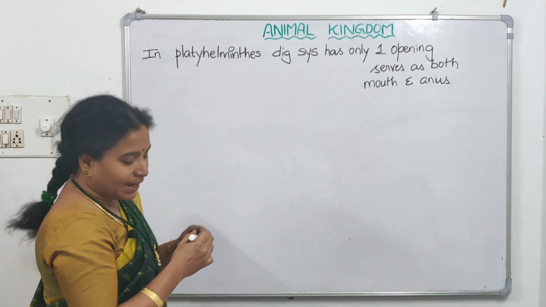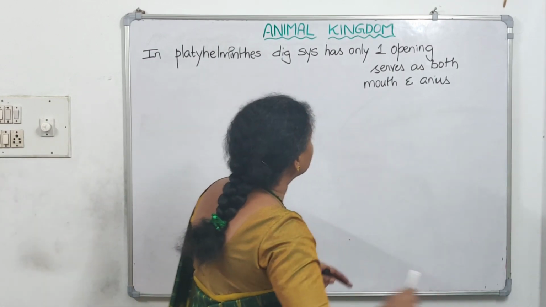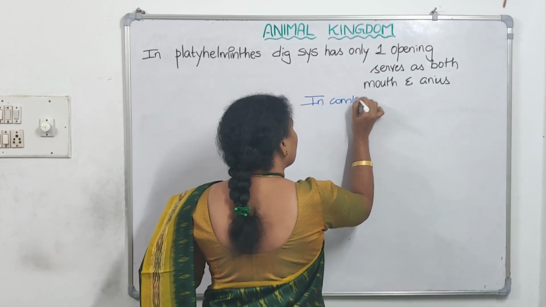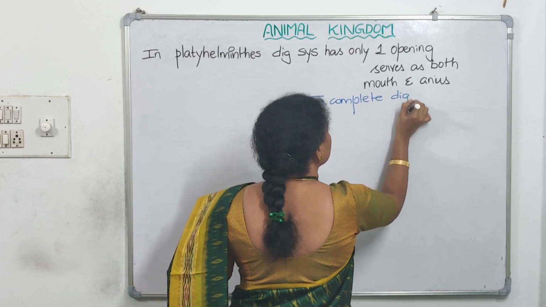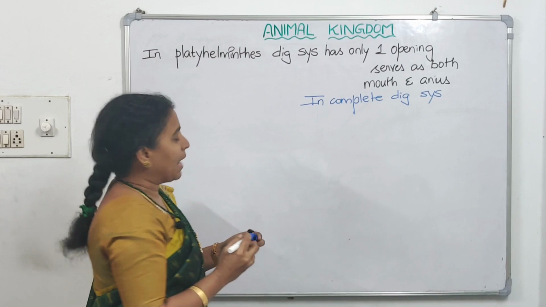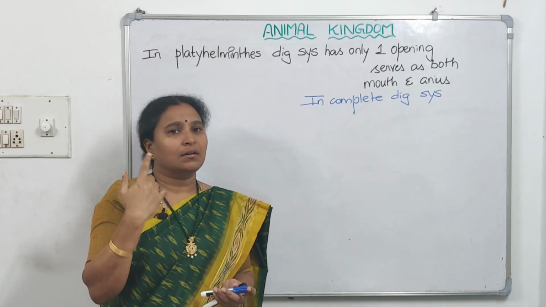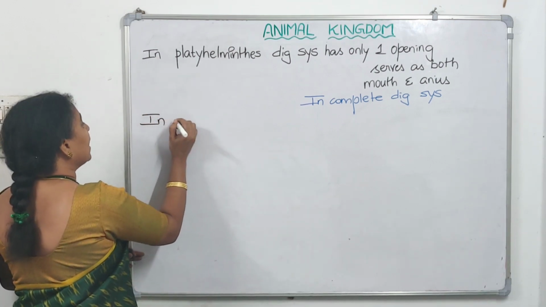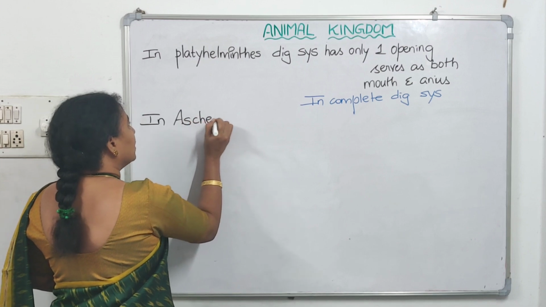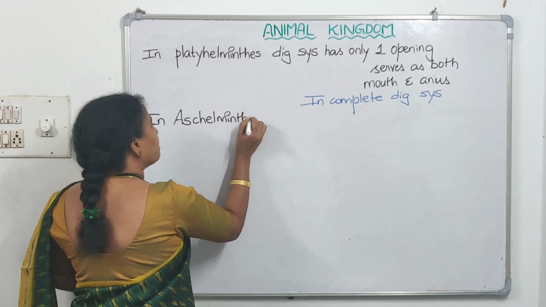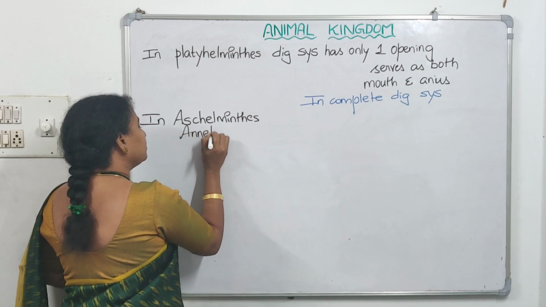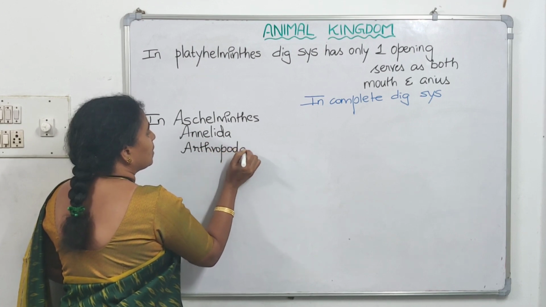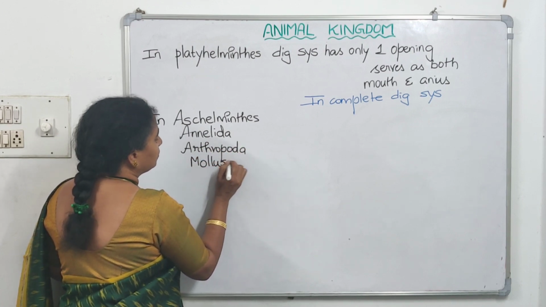So what is such a type of digestive system called? Such a digestive system is called as incomplete digestive system. And where do we find it? In Platyhelminthes. Whereas if you take Aschelminthes, Annelida, Arthropoda, Mollusca, right? So in other phyla, you can write down Aschelminthes, Annelida, Arthropoda, Mollusca, Echinodermata, everything we can write down.